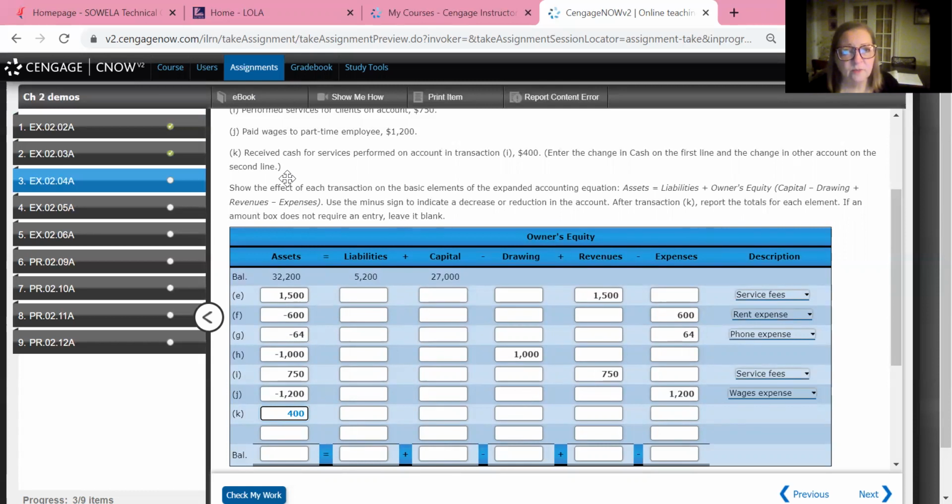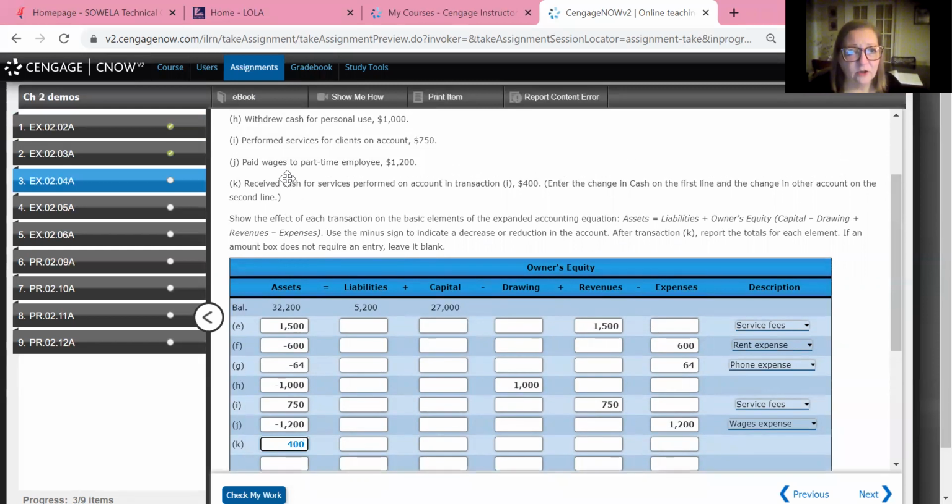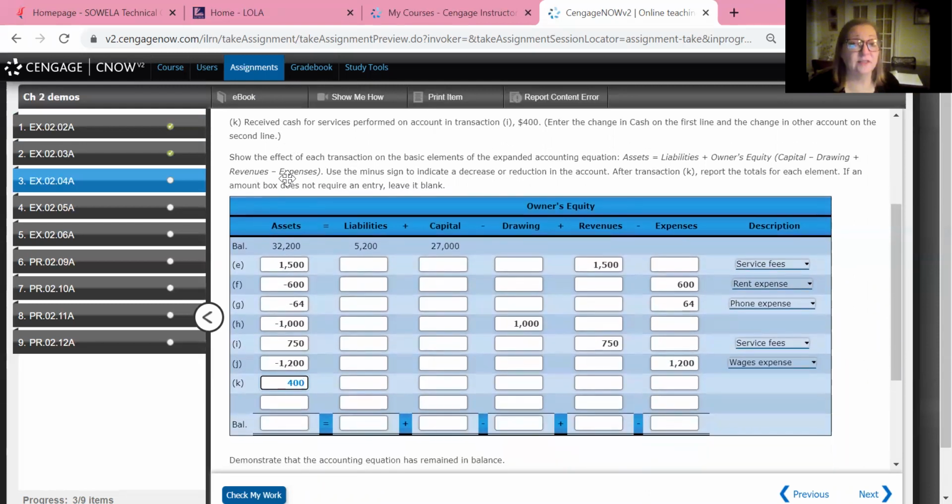For services performed in transaction I. What happened in transaction I? Let's go back and look. Oh yeah, performed services for clients on account. All right, so that's an accounts receivable I'm collecting on. So that's not going to affect any of these other things. It's only going to affect cash and accounts receivable. So it's only going to affect assets. It's an increase in assets called cash, and it's a decrease in assets called accounts receivable. So they don't even ask for an explanation of that one either.